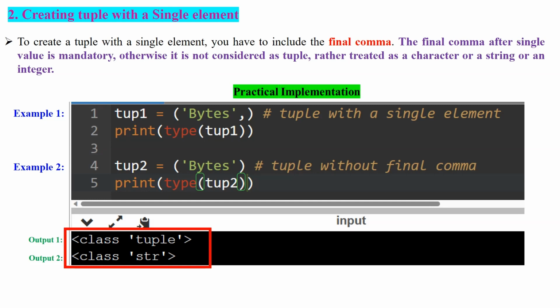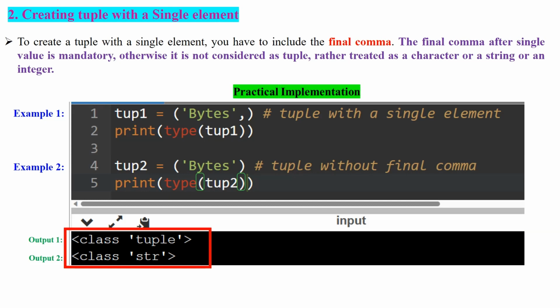Example 1. In this example, tup1 is defined as a tuple with a single element, the string bytes. The trailing comma after the string ensures that it is recognized as a tuple. When type of tup1 is executed, it returns class tuple, confirming that tup1 is indeed a tuple.